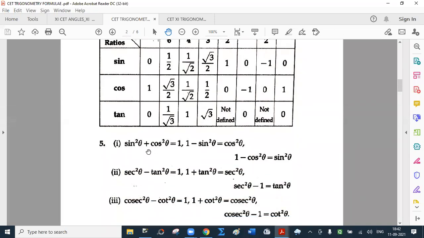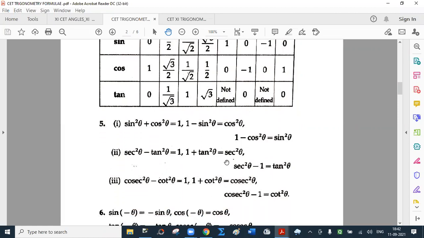Then fifth point is important, fundamental trigonometric identities. Sine square theta plus cos square theta is 1. So what is 1 minus sine square theta? Cos square theta. What are the factors of 1 minus sine square? 1 minus sine, 1 plus sine, and so on. Similarly, 1 minus cos square theta is sine square theta.